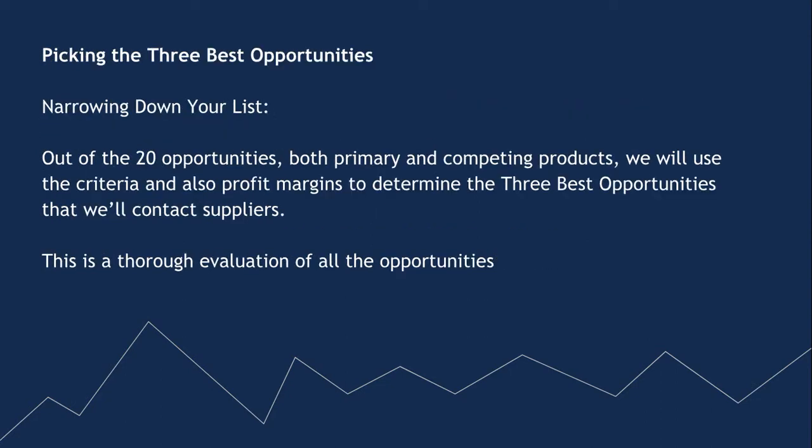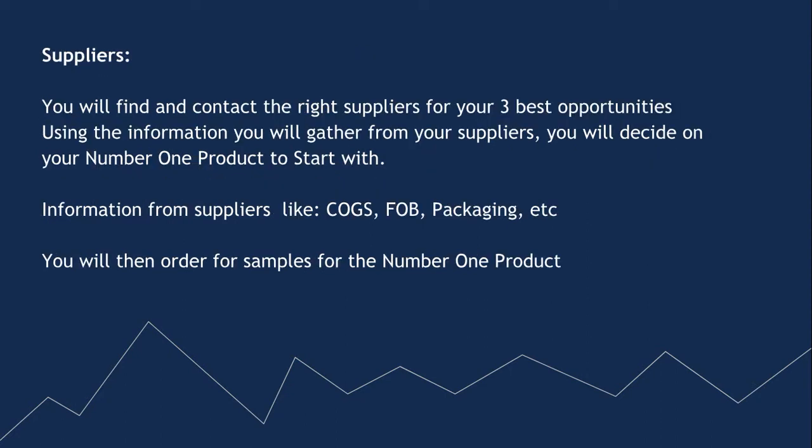So narrowing down your list, out of the 20 opportunities, both primary and competing products, we will use the criteria, the profit margins, to determine the 3 best opportunities. Then we'll contact suppliers. So this is a very thorough evaluation. Okay, this process is very thorough, and I'm telling you, I'm going to show you how to do this step by step, and you're going to love it. Okay, so don't worry. Suppliers, you will find and contact the right suppliers.